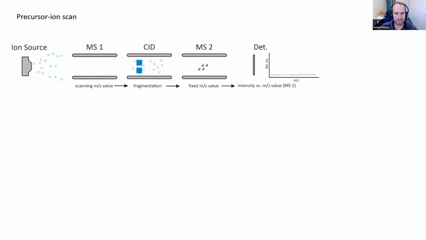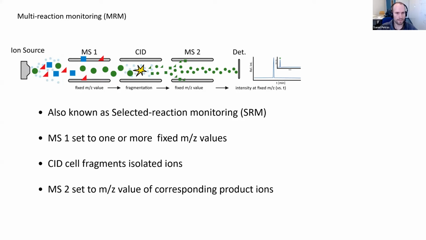This type of experiment is typically used in scanning type triple quadrupole instruments. So it does not work with a QTOF, for example. Well, actually it does work with a QTOF, sorry, but you need to have the capability to fast scan through your MS1 mass spec in this setup.